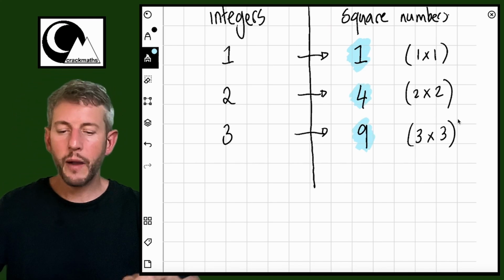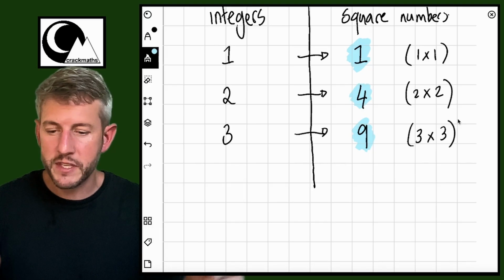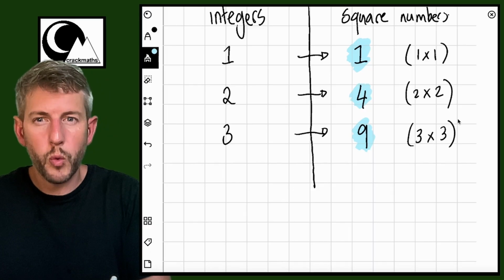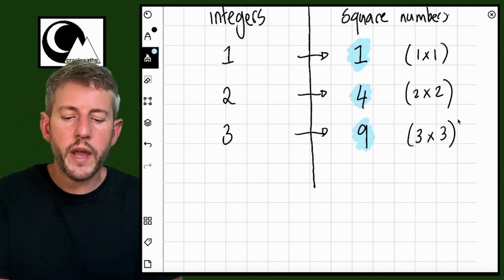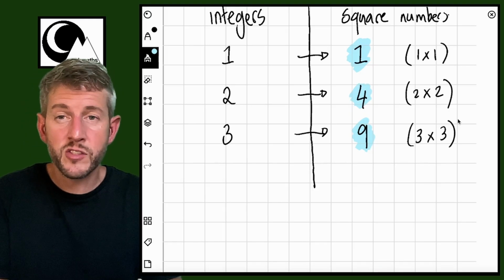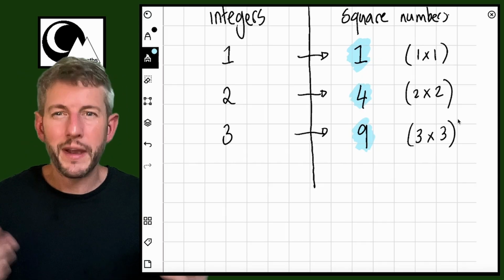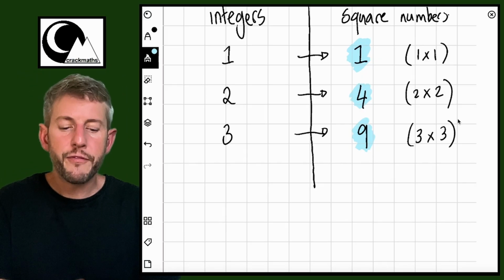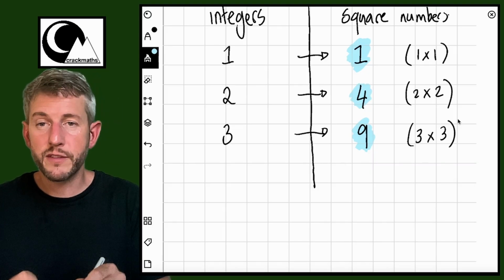Now these integers that we've got here are the roots of the square number. So if our square number is 1, its square root is 1. If our square number is 4, its square root is 2. You might remember this from the last video, we talked about square roots. So if the square number is 9, the square root is 3.